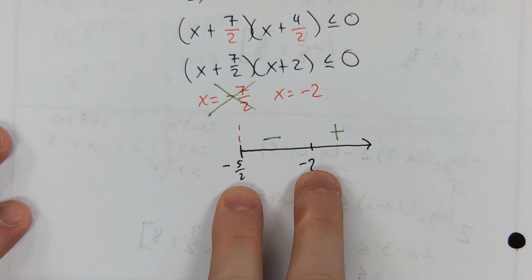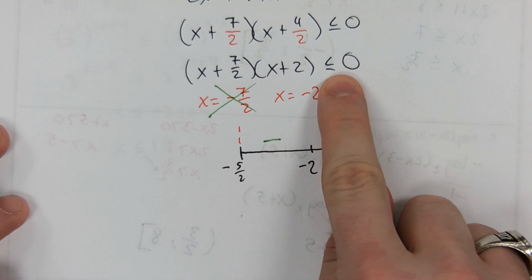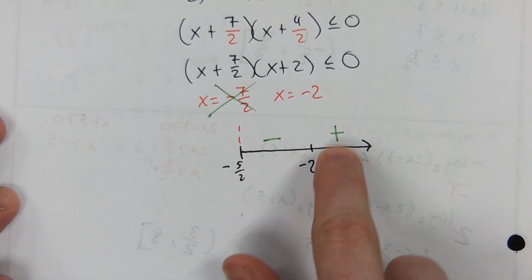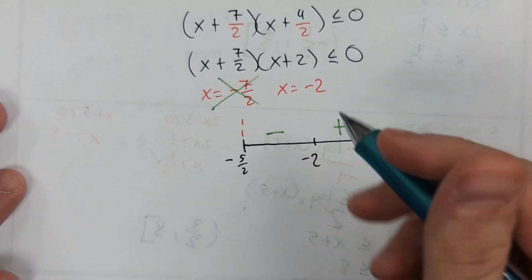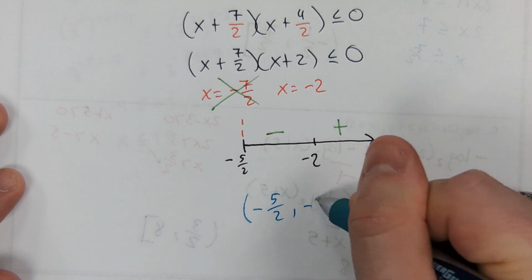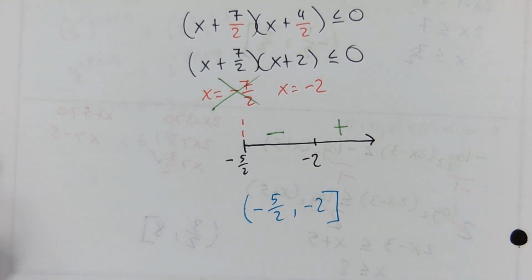We found that our answer, because we wanted less than or equal to 0, is negative numbers, from here to here. And it's got the equal to bar, so it's inclusive on the negative 2. It's a very small answer set, but an answer set nonetheless.